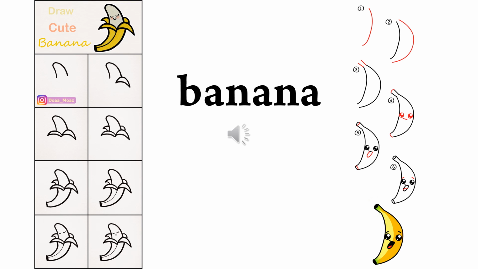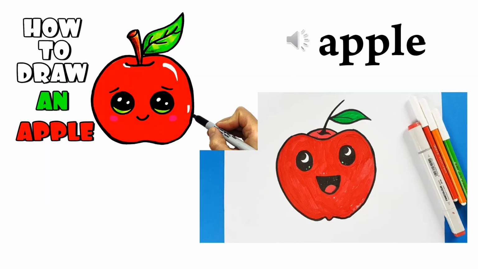And the next one that you can try to draw is the banana. You can draw one banana sleeping, or another banana smiling. Depends on you. And the last one, you can try to draw the apple, the red apple.